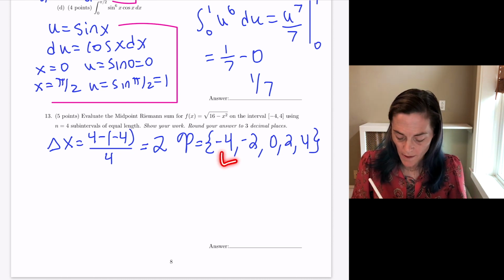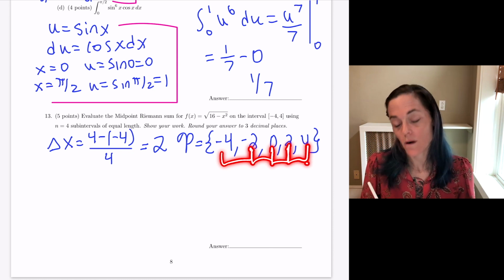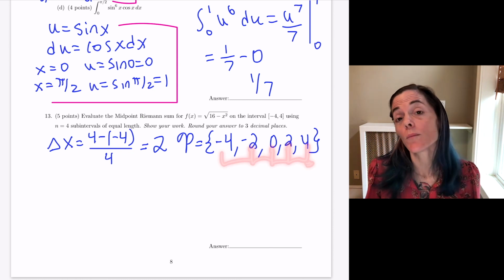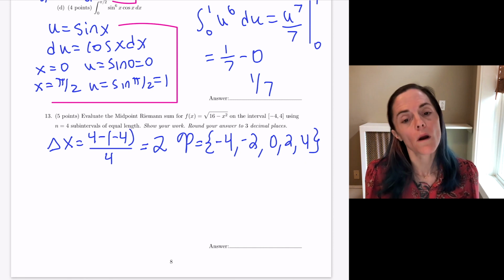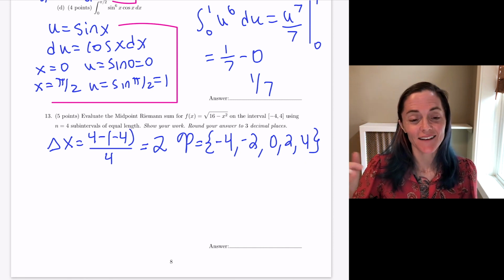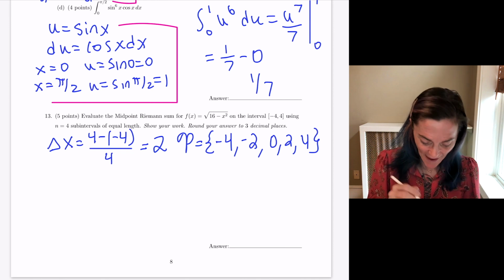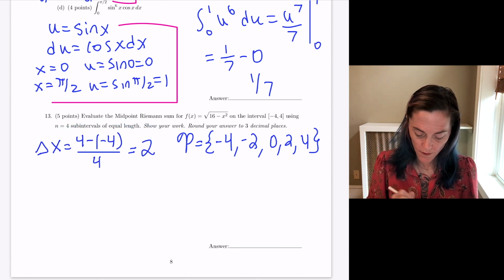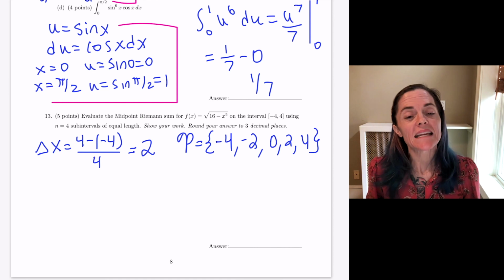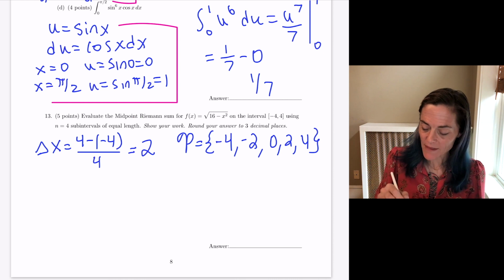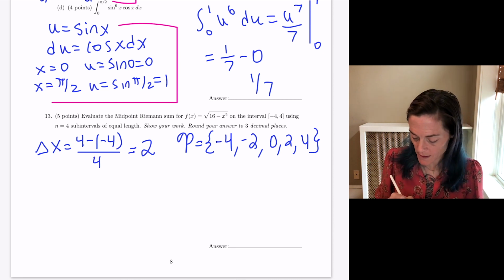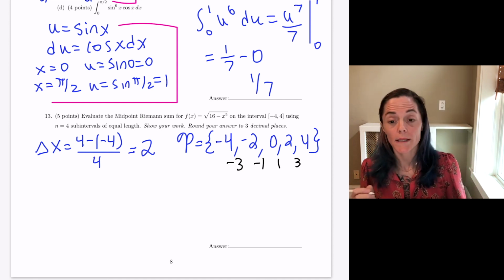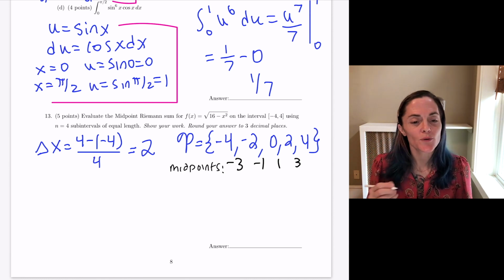We see 1, 2, 3, 4 subintervals. Or if you count points in your partition, there's always one more. So there should be 5 points in our partition for n equals 4, which is what we have here. Everything looks wonderful so far. Well, next we look at what type of Riemann sum we have. So here we want midpoint. We have this extra work of calculating the midpoints. So we go halfway in between, halfway in between, halfway in between, halfway in between. These are our midpoints.